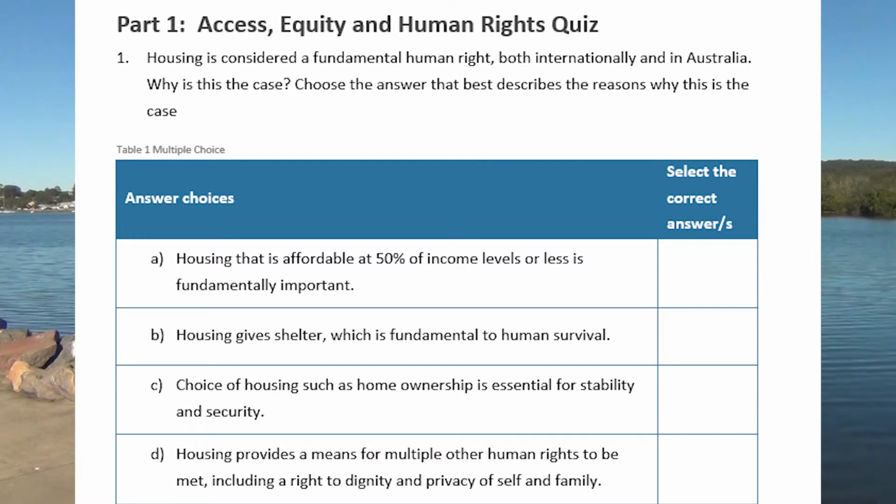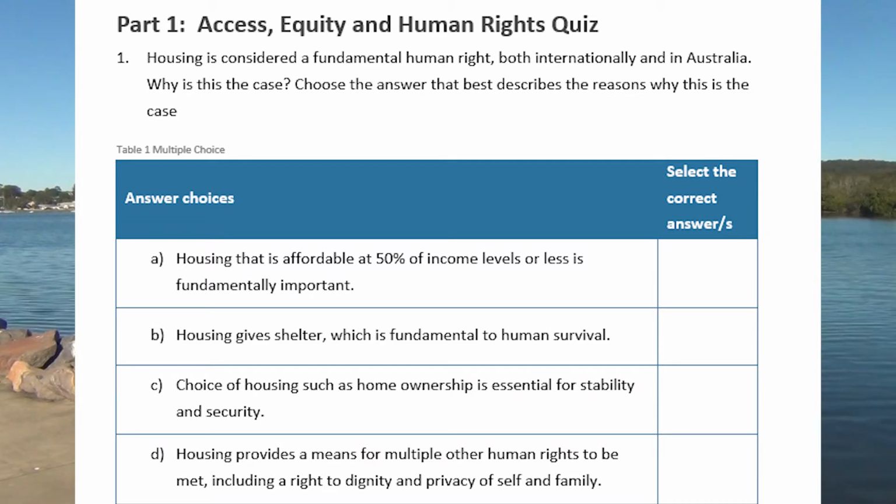B says housing gives shelter, which is fundamental to human survival. Well, that makes sense. C says a choice of housing such as home ownership is essential for stability and security. So having a choice of housing, whether it's home ownership or rental or something appropriate, certainly does help stability and security. So C makes sense.